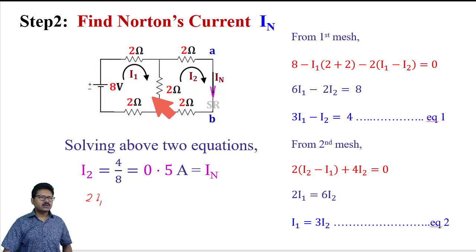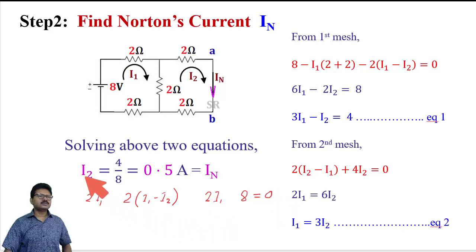What is the potential across this 2 ohm? I1 is flowing in the downward direction, I2 is flowing in the upward direction. So the potential drop across this 2 ohm is (I1 minus I2) into 2. Through this 2 ohm, I1 is flowing, so the potential drop across this 2 ohm is 2 into I1. And another potential is 8 volt. The summation of all these is equal to 0.